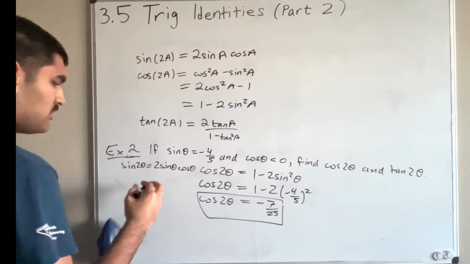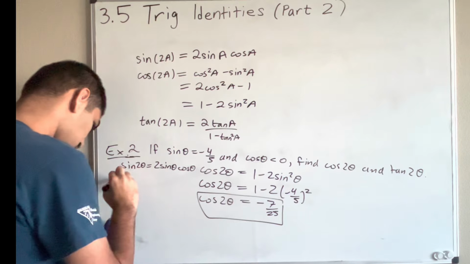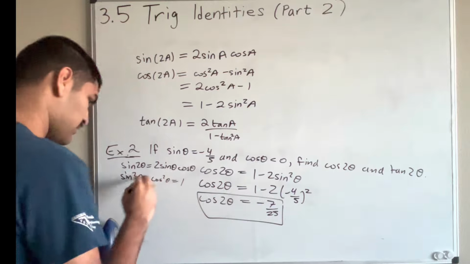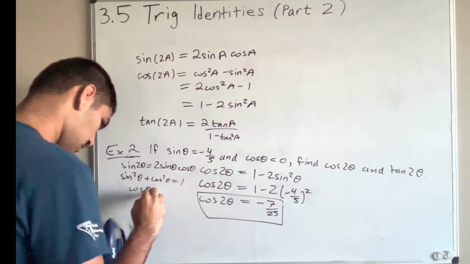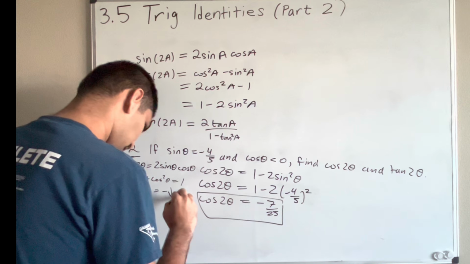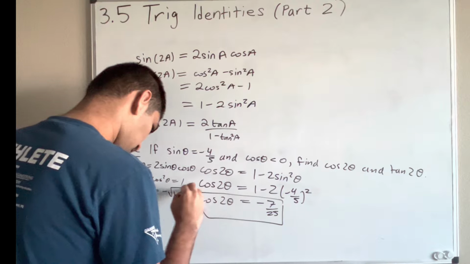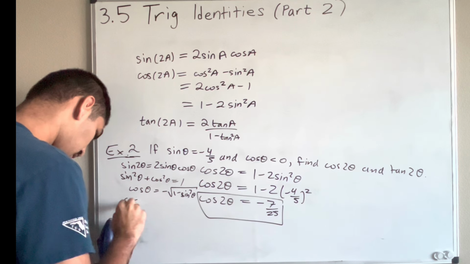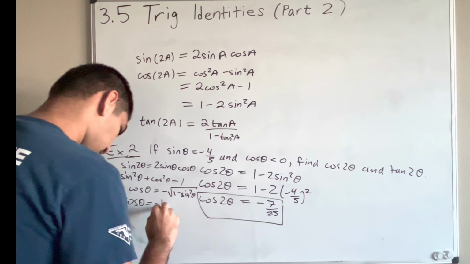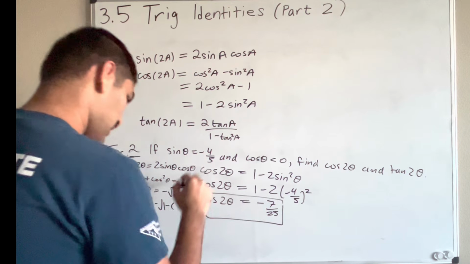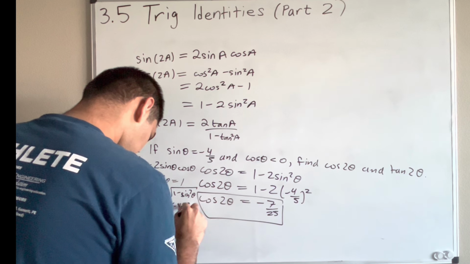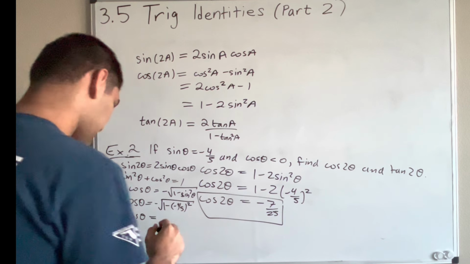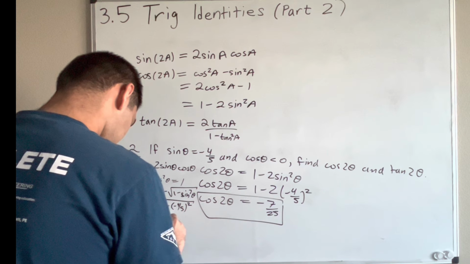So now the only trig function that we need to find is cosine theta. So we have that sine squared theta plus cosine squared theta equals 1. And solving for cosine, we get negative root 1 minus sine squared. And the reason it's negative is because the problem told us that cosine is less than 0. And now we can just substitute in. So we get negative square root 1 minus negative 4/5 quantity squared. And then simplifying this, you get negative 3 over 5.